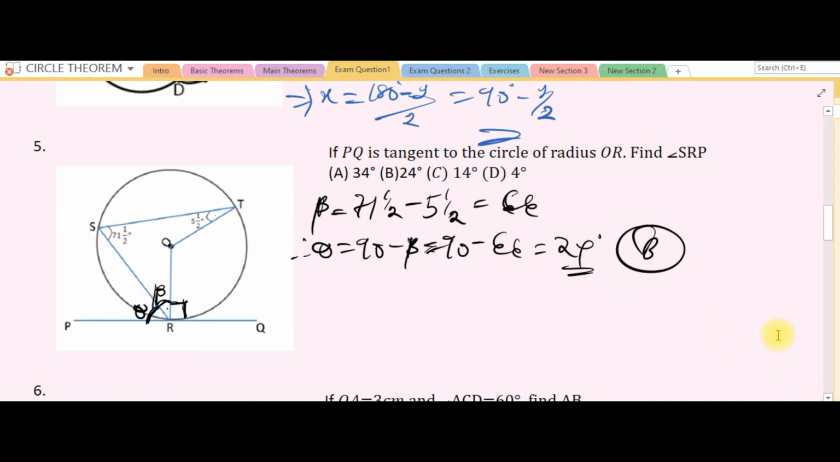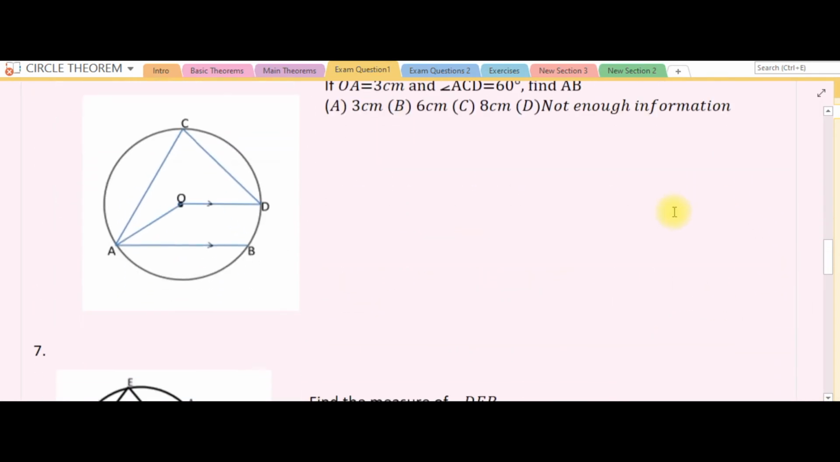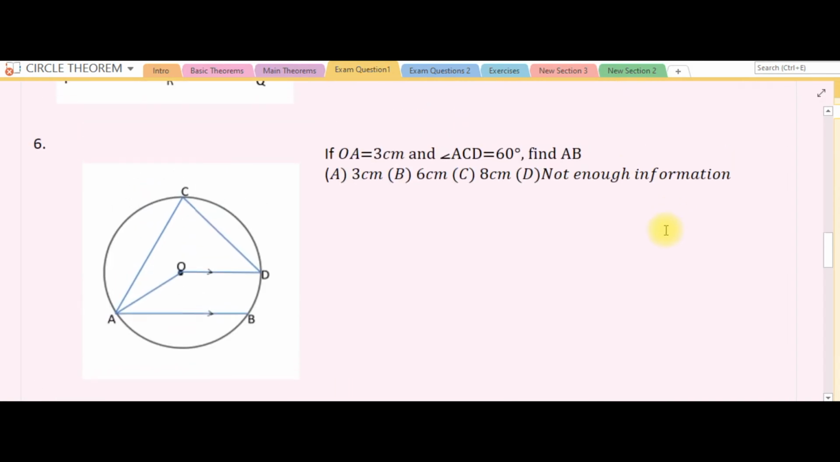The next question, these are the easiest ones. The next one, if OA is 3 cm and angle ACD is 60, we are asked to find AB. They told us that angle ACD, our inscribed angle, is 60 degrees. So since here is 60, here must be 120.